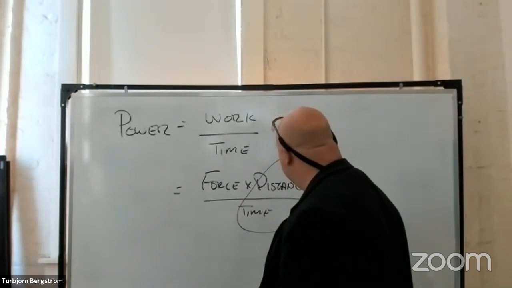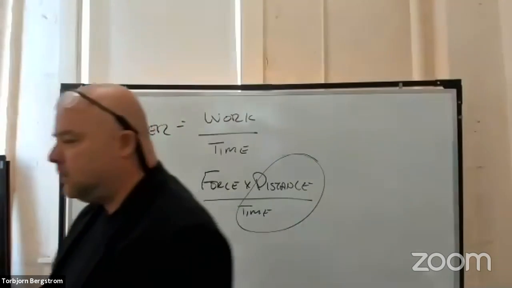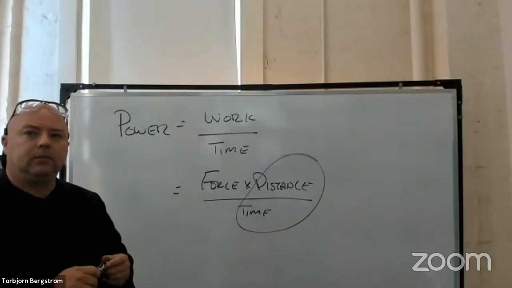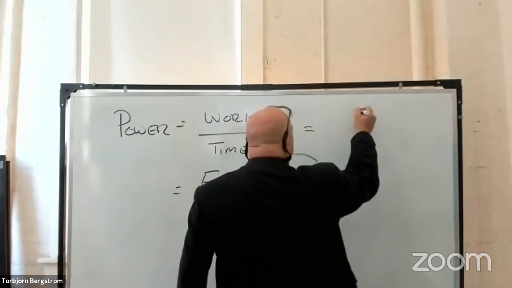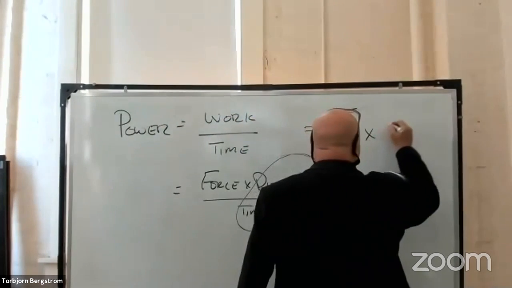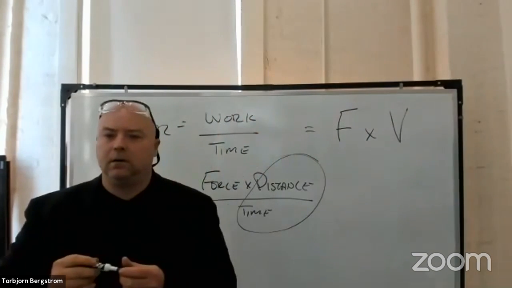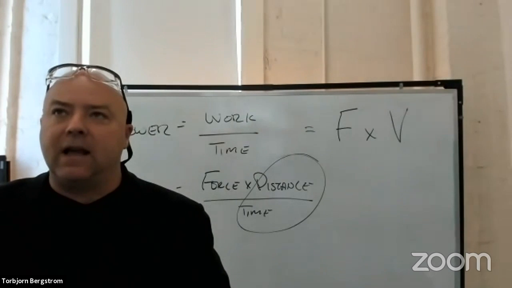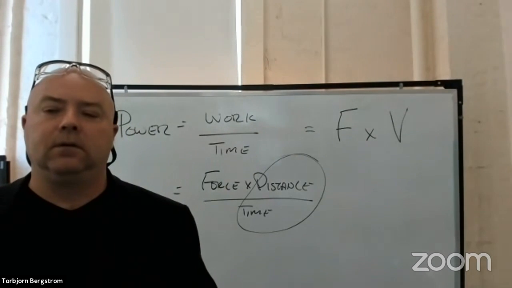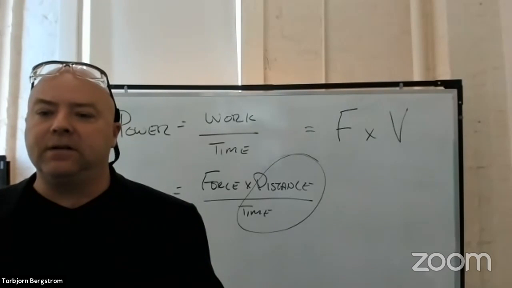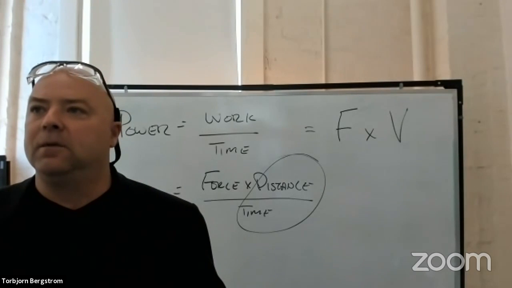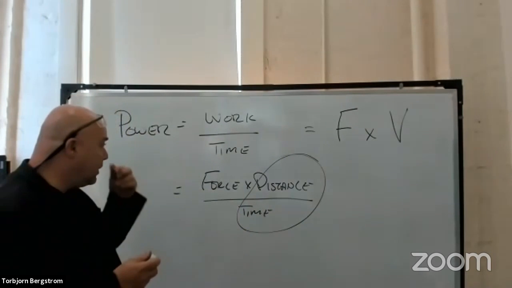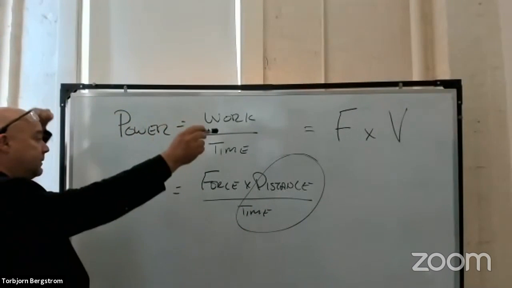What's distance over time? Speed. Distance over time is velocity, right? So power equals force times velocity. And it equals Kp times Q times W times C. Well, that's cool. Now we have two things power equals to. Now we can solve equations, right? We can find unknowns if we have two equations and one unknown, right? So power equals force times velocity.